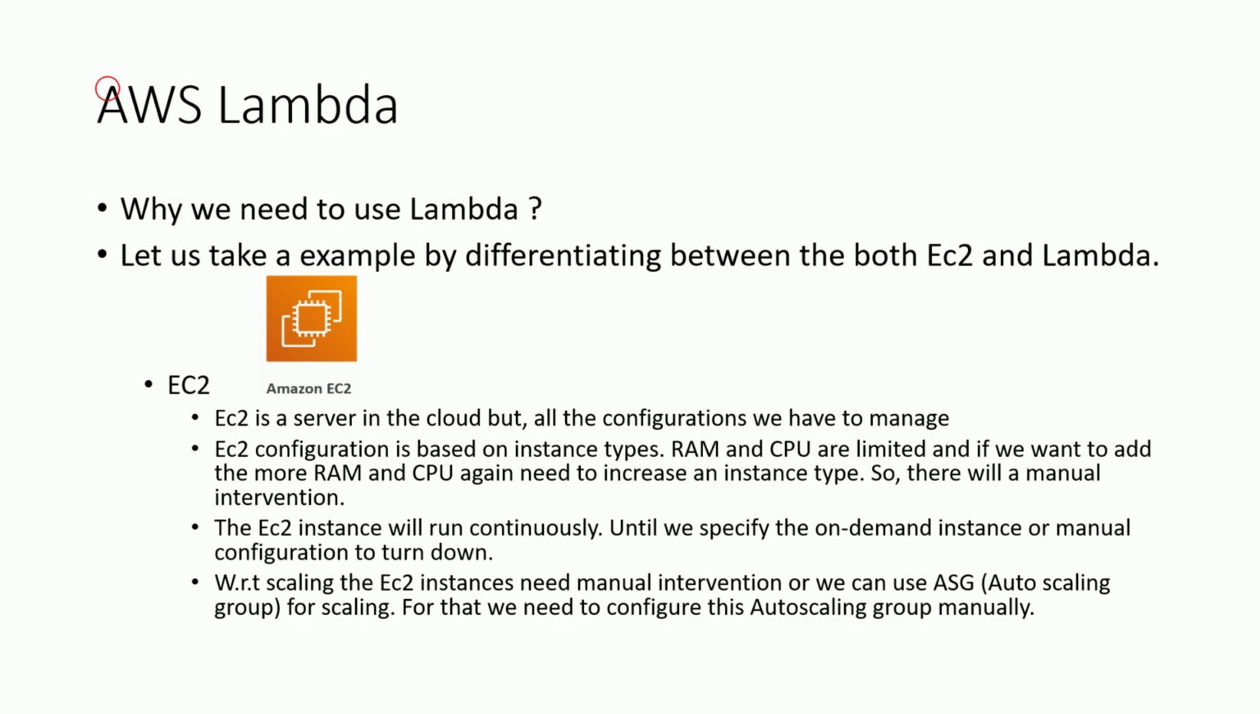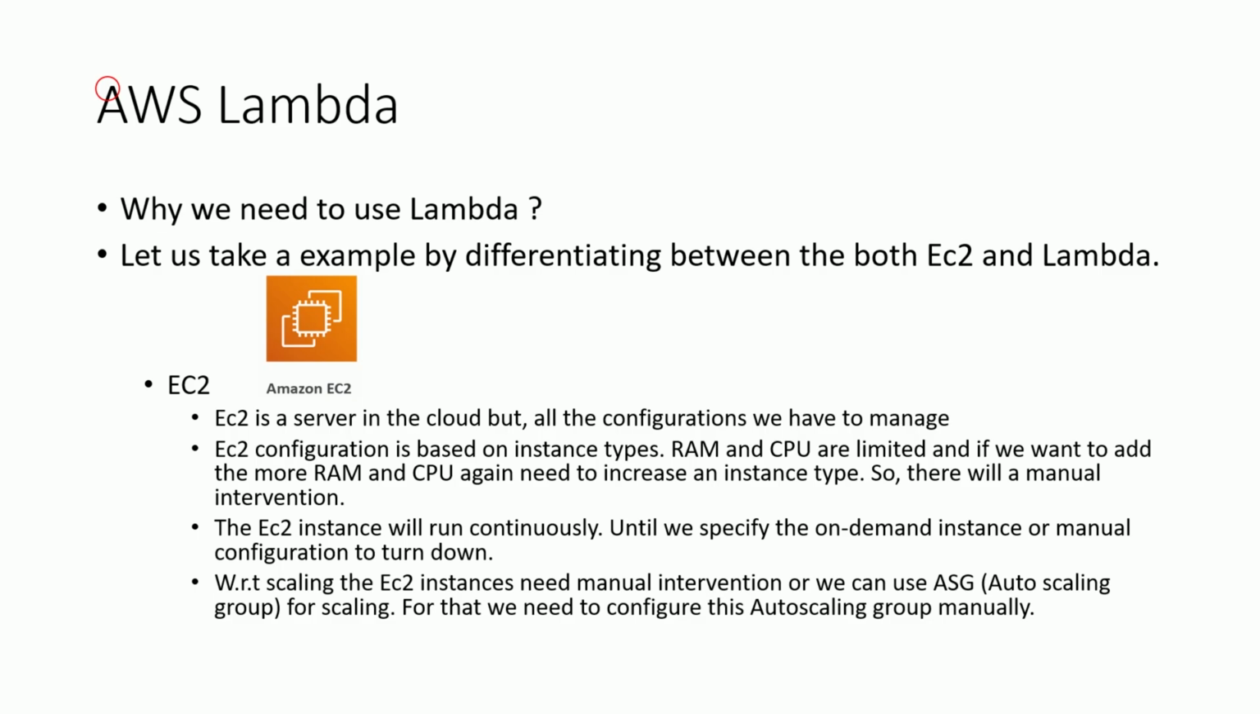EC2 configuration is based on instance types, right? RAM and CPU are limited. For example, if I take a lower instance type, the RAM will be less, for example 2 GB, and the CPU will be 4 CPU. If you want to increase them, it will be limited, so you have to use another, larger instance type. To increase the instance type, you have to terminate your EC2 and spin up a new EC2 instance. That means manual intervention is definitely needed. And one more thing is that the EC2 instance will run continuously until and unless we specify to terminate it.